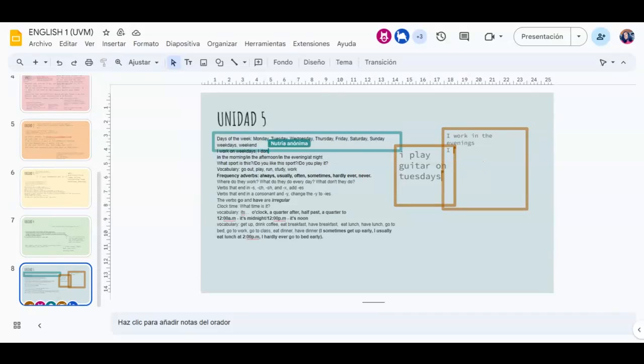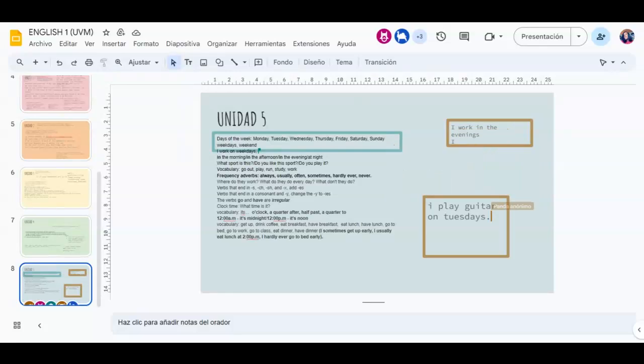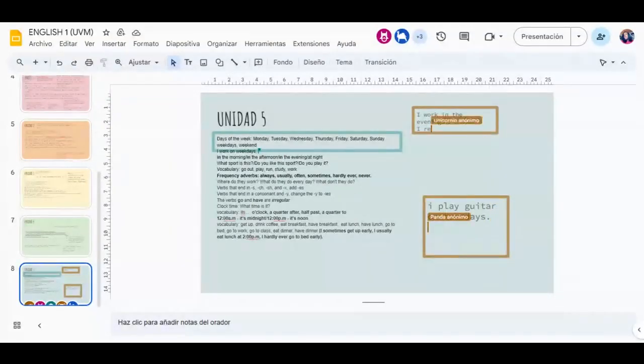I work on weekdays. Which would be the translation for weekdays in Spanish? De lunes a viernes. Días entre semana, exacto, en español diríamos entre semana, ¿no? And then we have weekend. And you have to remember that in those cases, we use the preposition on: on weekdays and on weekends. Okay, thank you very much.